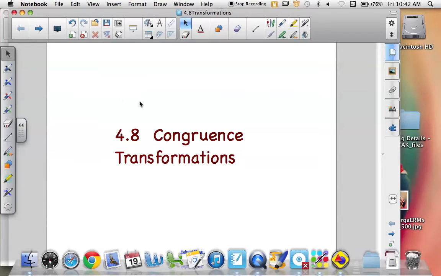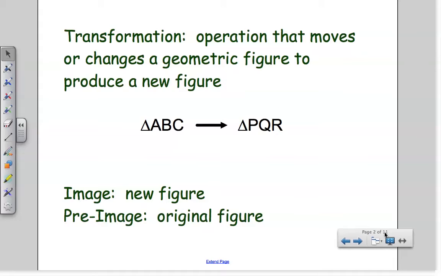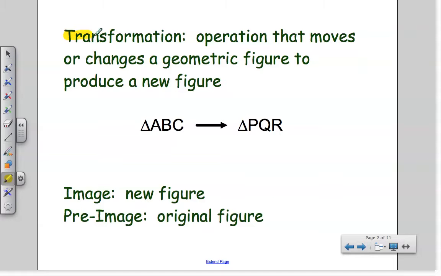In section 4.8, we're dealing with congruence transformations, and we're going to be looking at those in the coordinate plane as well. So what is a transformation? A transformation is an operation that moves or changes a geometric figure to produce a new figure. It's transforming it, right? It's changing into something else, just like the Transformers in the movie. It's changing into something else.